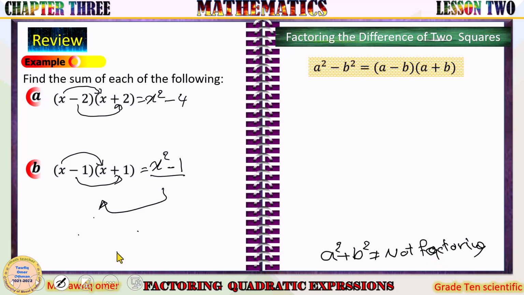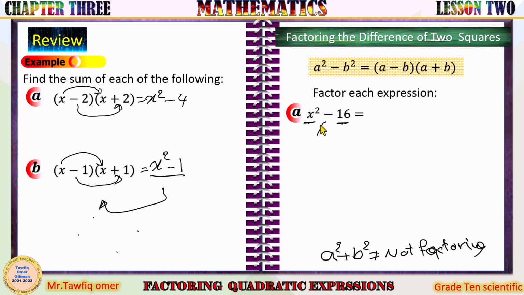And now let us take some examples. Here, x squared minus 16. The first one is a square and the second one is a square, and we have a difference between them, so it is the difference between two squares. Open two brackets, one of them positive and the second one negative. The square root of x squared is x, and the square root of 16 is 4.